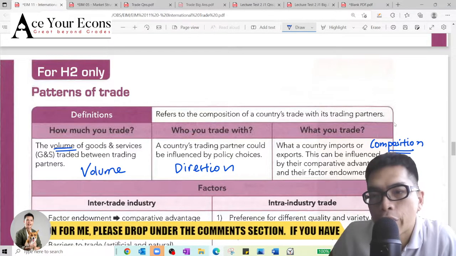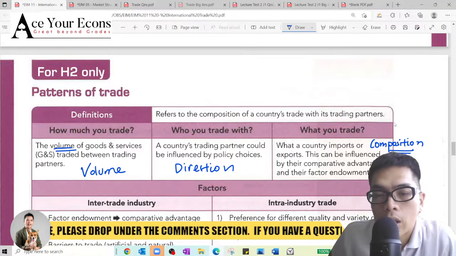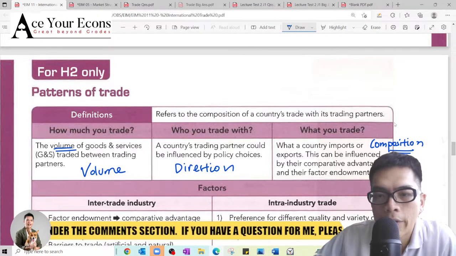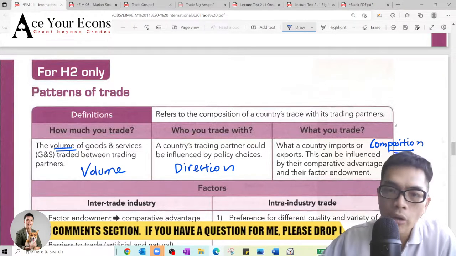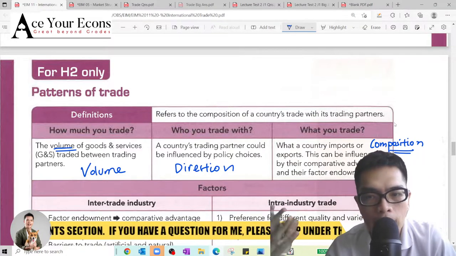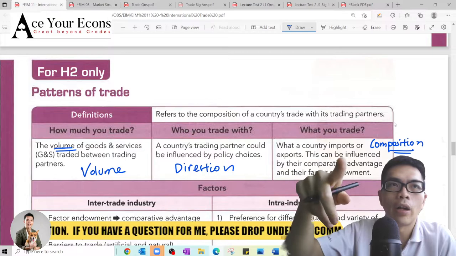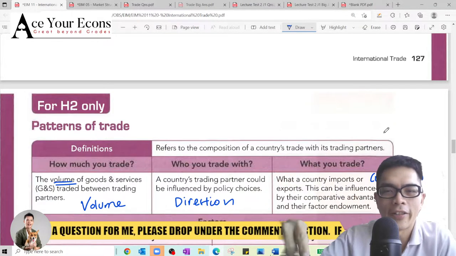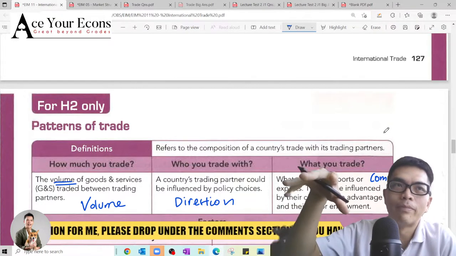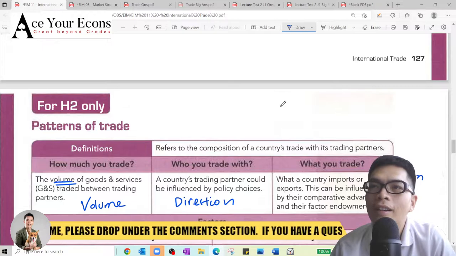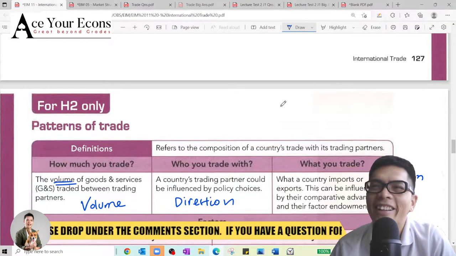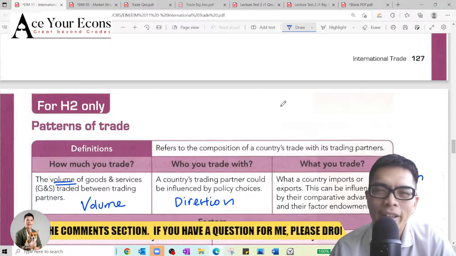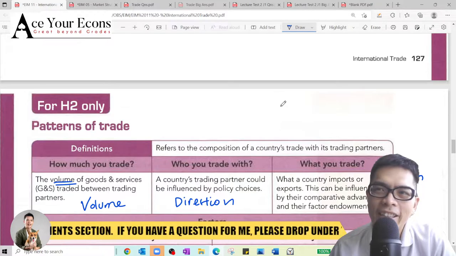What is the composition of the exports and imports that we engage in with our trading partners? This is largely influenced by comparative advantage and factor endowment. So offhand, you've got to know what kind of goods Singapore is producing. Can you type out what kind of goods Singapore has a comparative advantage in and why? Try it out now. That will determine the composition of our exports. Electronics, computer chips. Later in the practice question, there will be goods that require advanced tech and skilled labor.